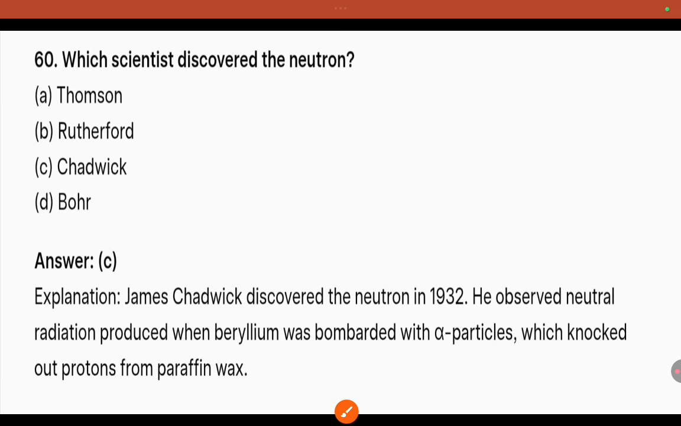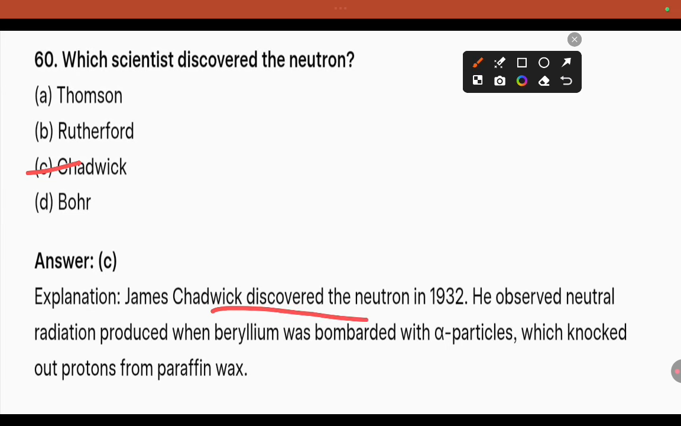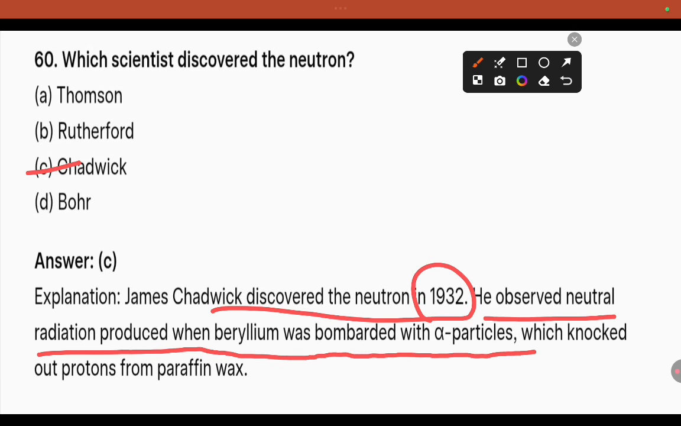Coming to 60, which scientist discovered the neutron? That is James Chadwick. James Chadwick discovered the neutron in 1932. He observed neutron radiation produced when beryllium was bombarded with alpha particles, which knocked out protons from paraffin wax.